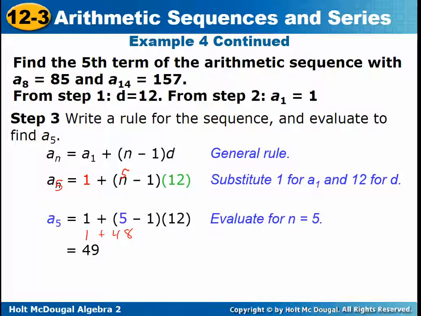So there's a lot of steps to do this, but you have all the information, and none of the math is hard. It's all just plugging it into the general rule and then working with what we got in order to find the pieces that we need.